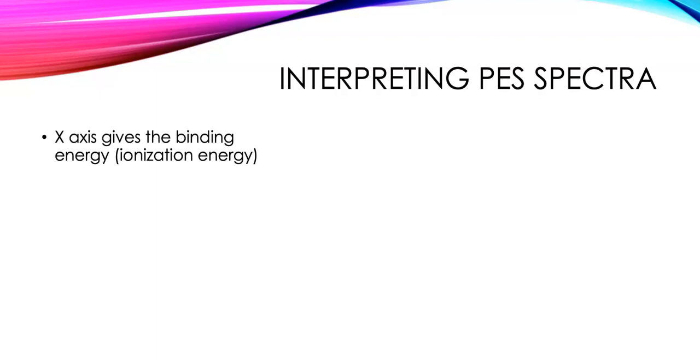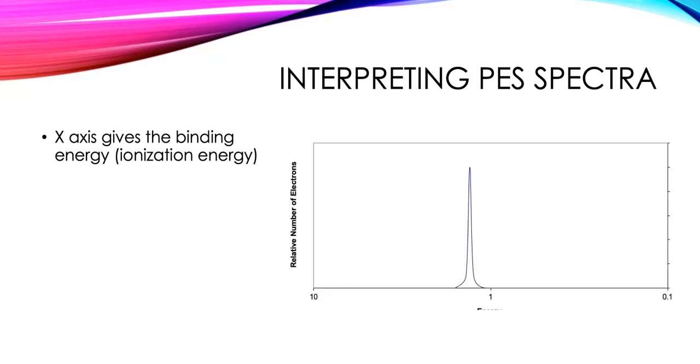In AP Chemistry, the real emphasis is on interpreting PES spectra. What do they tell us about the arrangement of electrons? What do they tell us about ionization energies? What do they tell us about electron configurations? The x-axis of the PES spectra really gives us the binding energy, or in other words, the ionization energy. How strongly attracted is that electron to the nucleus?